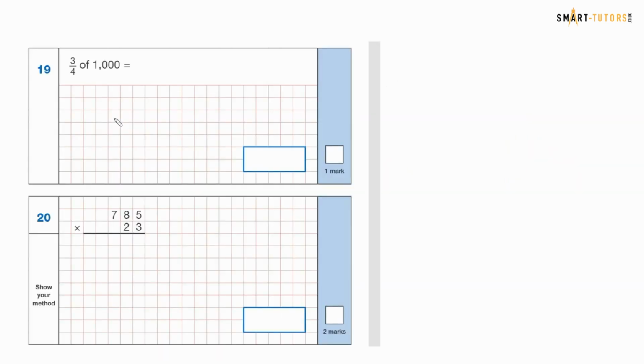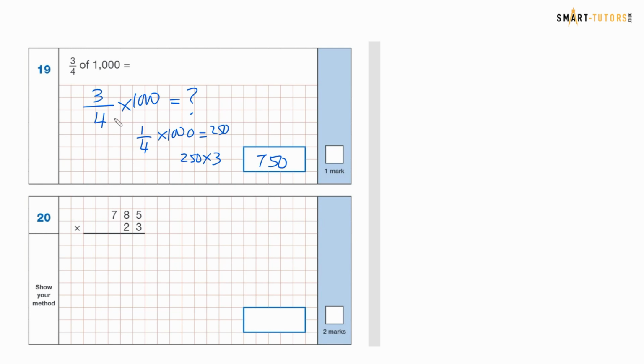Question number 19 is 3/4 of 1,000. Okay, so we know that a quarter of 1,000 is 250. So 3/4 is going to be 250 times 3. So that's 750. Well done. So 250 times 3 is 750, which is the answer for question number 19. Question number 20.